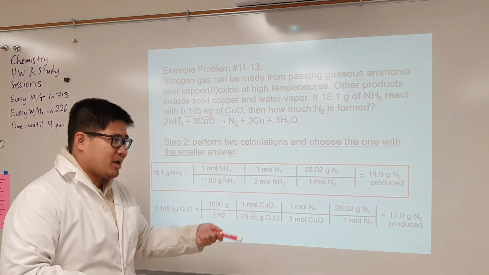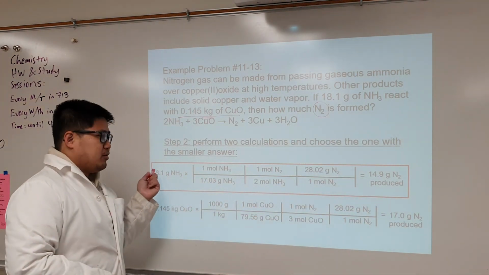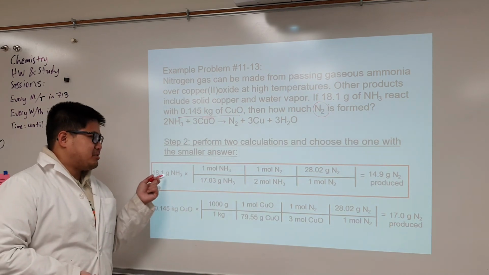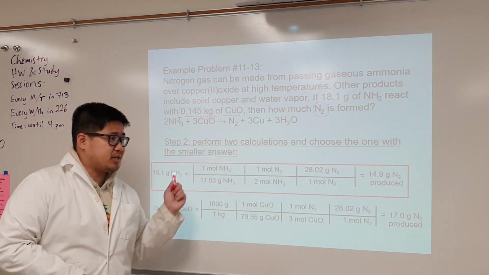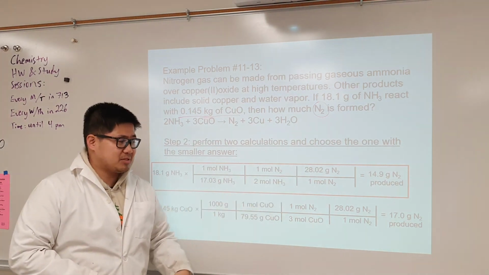Therefore, what's going to run out first? This guy. Your 18.1 grams of ammonia will run out first, and the most that you can create is 14.9 grams of nitrogen gas.